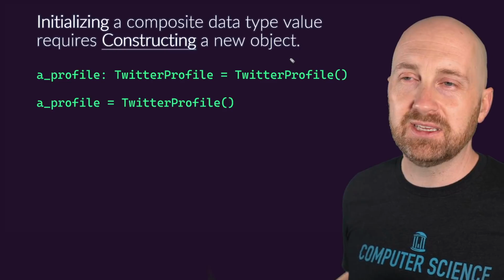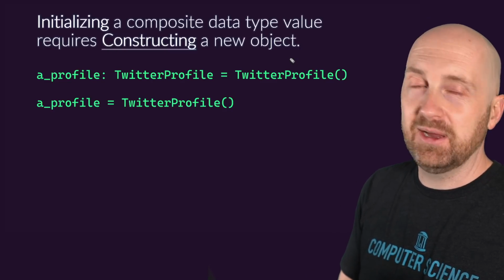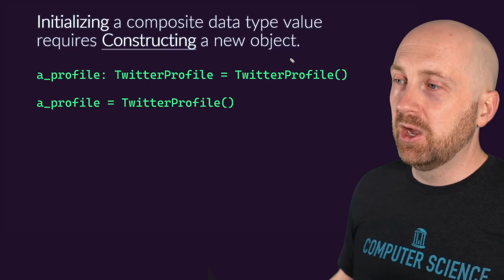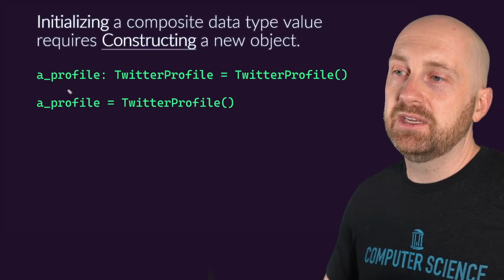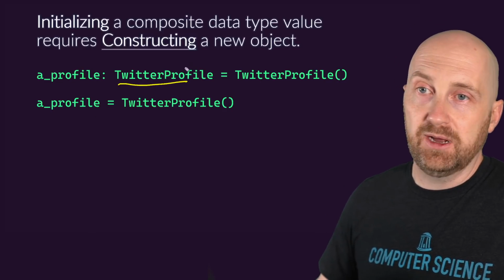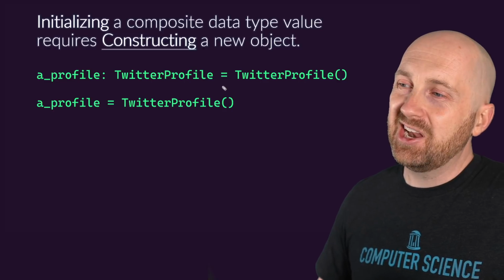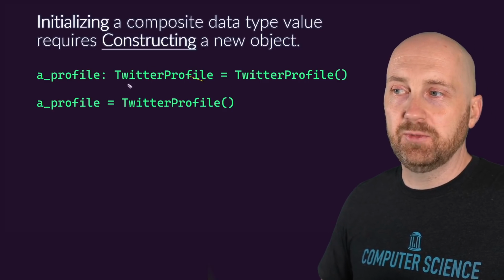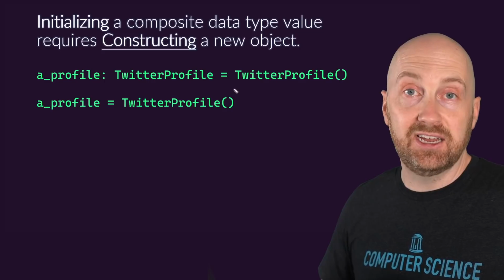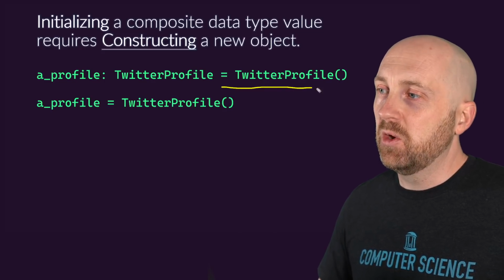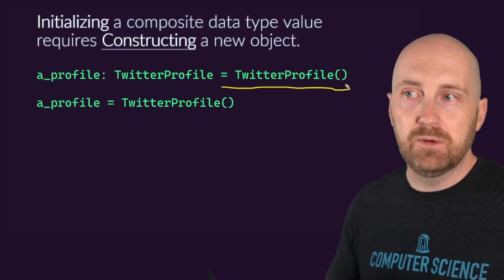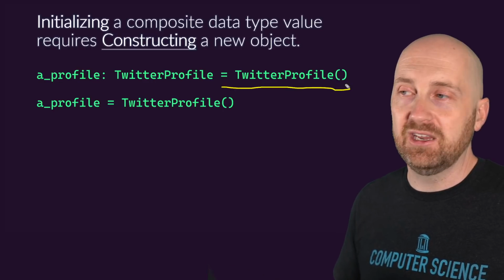We'll take a look at what this means in terms of the memory implications in just a moment. But notice we're saying a profile is a variable whose type is Twitter profile. That's the class we just defined. And in order to initialize this variable such that we can start using it and start accessing its attributes or assigning to its attributes, we need to construct a new Twitter profile object before we can use it.